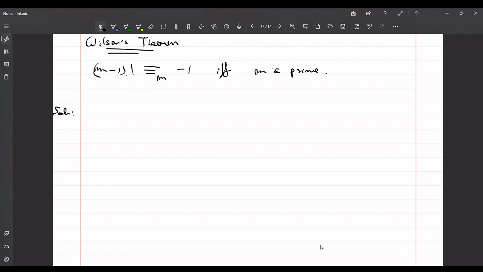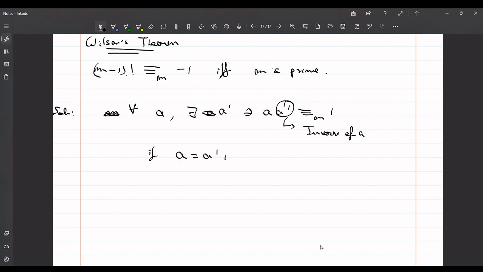Before moving on to this, let me first discuss a thing. For every number A, there exists some A dash such that A times A dash is congruent to 1 mod M, where M is a prime number, and this A dash is called the multiplicative inverse of A. If A is equal to A dash, then we have A squared congruent to 1 mod M, and from here M divides A squared minus 1, or M divides (A minus 1) times (A plus 1).